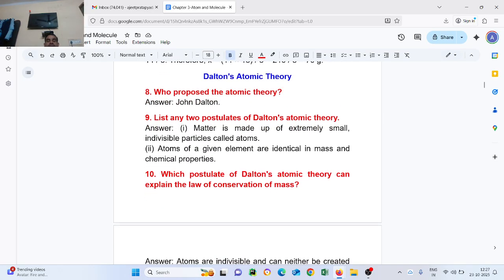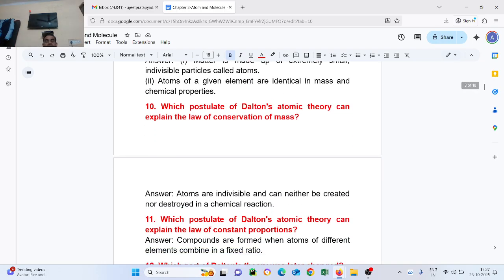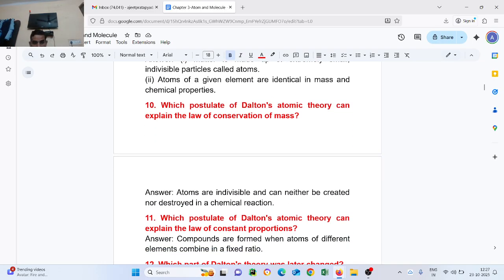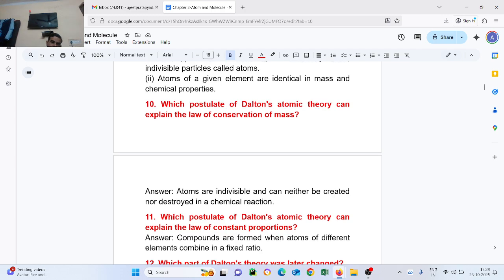Now let's move to question number 10. Which postulate of Dalton's atomic theory can explain the law of conservation of mass? Answer: atoms are indivisible and can neither be created nor destroyed in a chemical reaction.